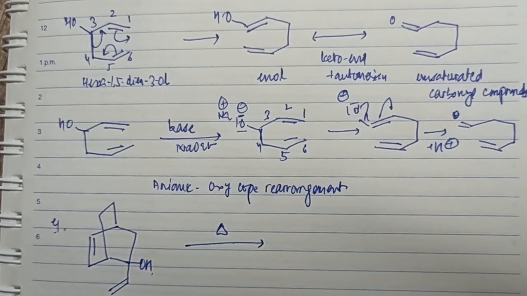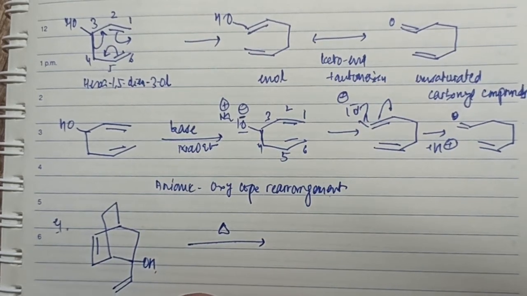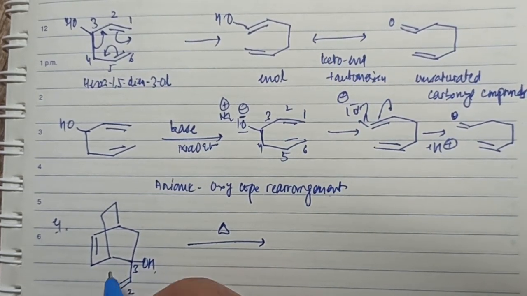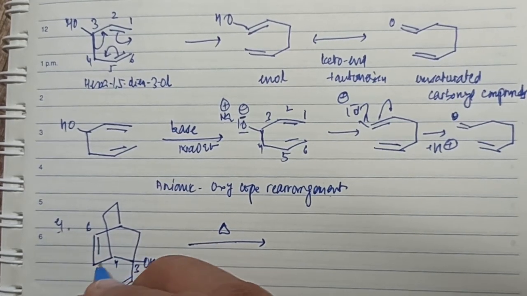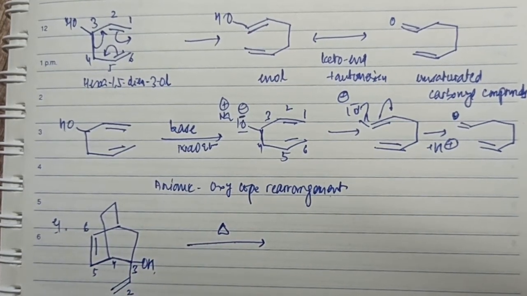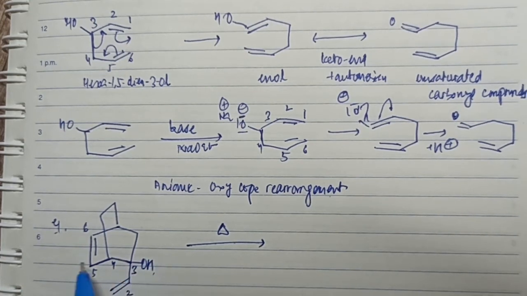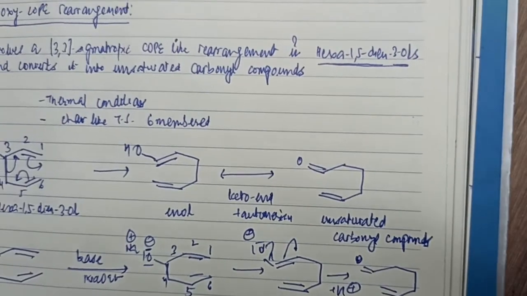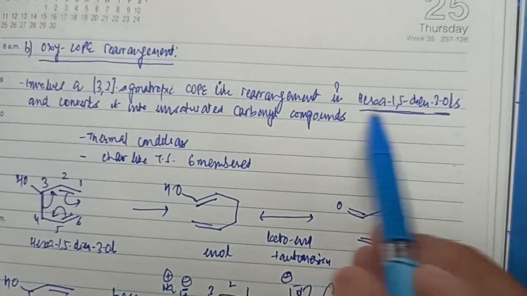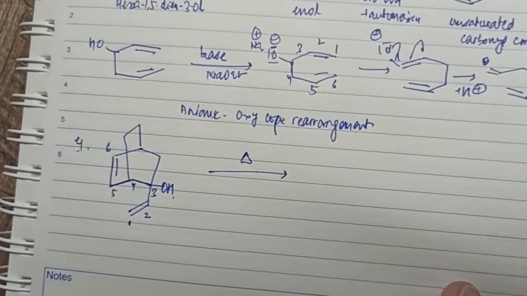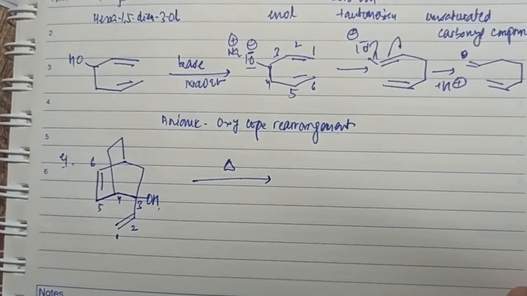First of all, since this molecule has two double bonds, is this a 1,5-hexadiene? If you want to figure this out, I have to number the system. This is 1, 2, 3, 4, 5 and 6. So I can figure out that this is a 1,5-hexadiene molecule, and importantly, at the third position I have an OH group, which probably is the substrate for the oxy-Cope rearrangement. Therefore this molecule should follow an oxy-Cope rearrangement.